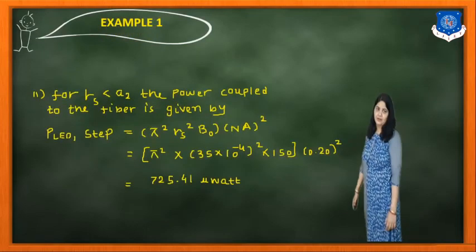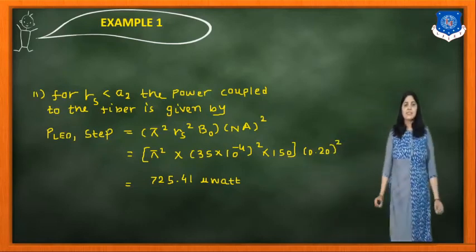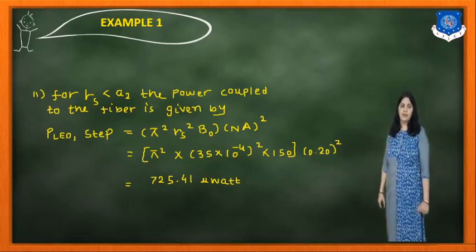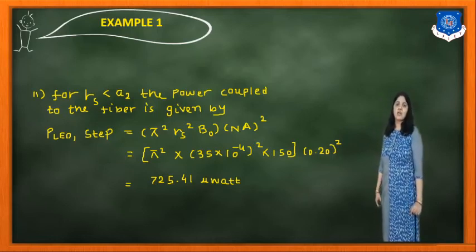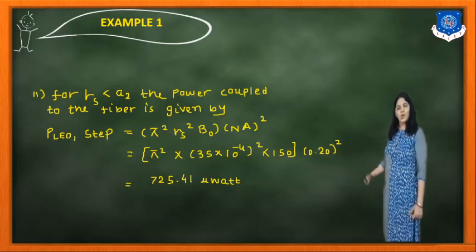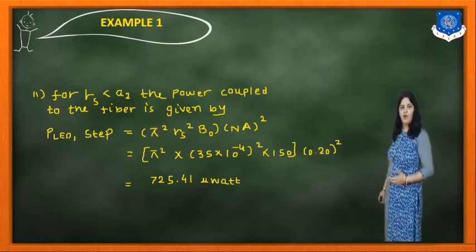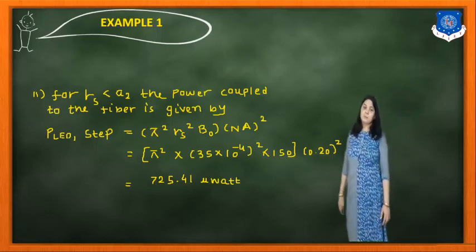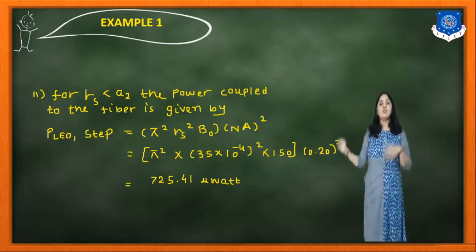Now the second part. In the second part, you can see that for RS less than A2, the power coupled to the fiber, P LED comma step, is equal to pi square RS square B0 into NA square. Now put the data given to us, and based on that we can have the answer. It is 725.41 microwatt.